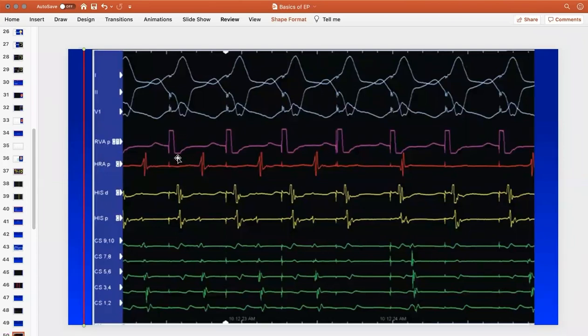Okay, and you see this square, so you're pacing from the RV. Good. So, are you capturing the ventricle? Yes, you can see the pacing stimulus in the surface ECG as well as in the intracardiac tracing. Okay, so we'll come back to the intracardiac tracing. How do you prove that you're capturing the ventricle? In the surface ECG, sure, the ventricle is captured.